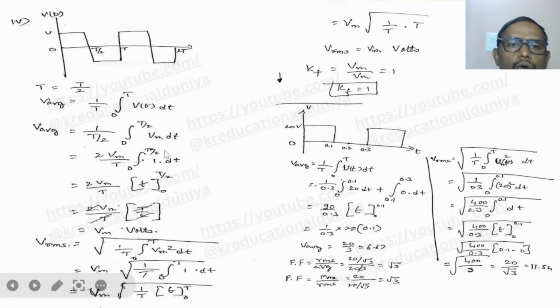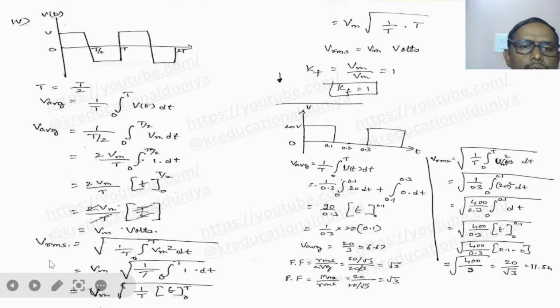So 1 dot dt, so here 2 Vm by t in brackets, using the limits 0 to t by 2. Applying the limits to the value, t by 2, so 2 Vm by t into t by 2 minus 0, that is t by 2. So t will get cancelled, 2 will get cancelled, so the answer is Vm volts.